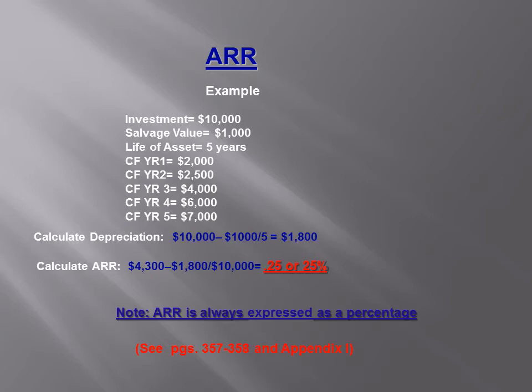So now you can plug that number in to the next portion of the formula. As you see, the average cash flows over that 5-year time period is $4,300. So you have your average cash flows minus your depreciation, divided by your investment. That would give you an accounting rate of return of 0.25 or 25%. The accounting rate of return is always expressed as a percentage and never as dollars. You can use that percentage, of course, to calculate dollars, but it's always expressed as a percentage.